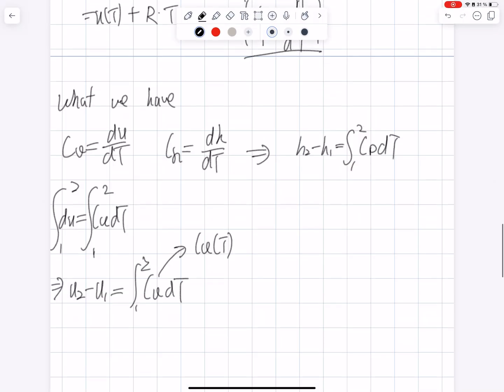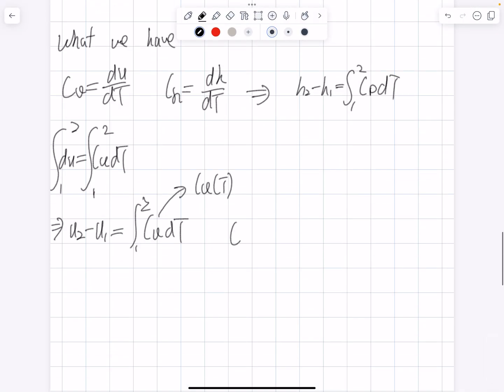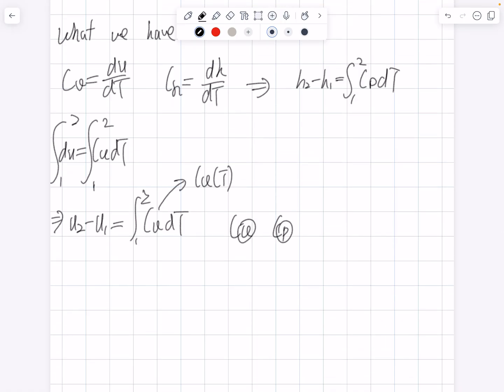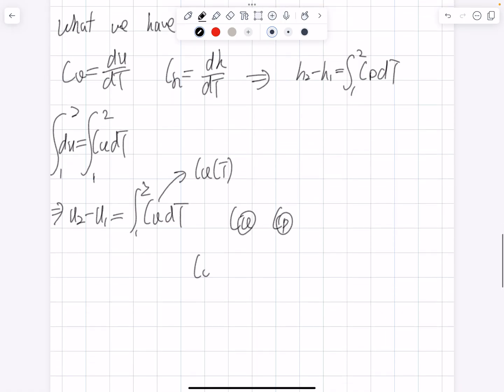But the biggest question I had was why can we use C_V and C_P even when the process is not constant volume nor constant pressure? From all of our equation derivation, it doesn't matter. C_V is not a function of volume, nor is C_P a function of pressure. It's simply just a state.